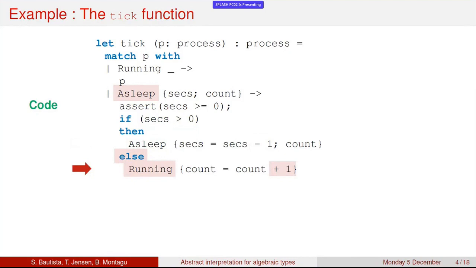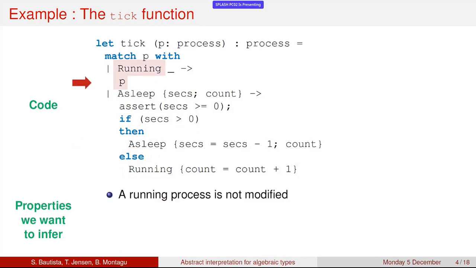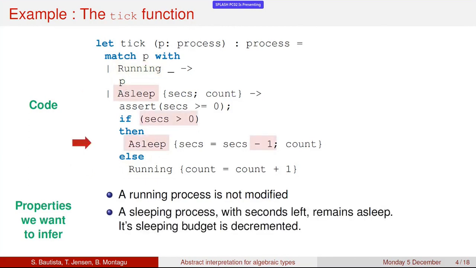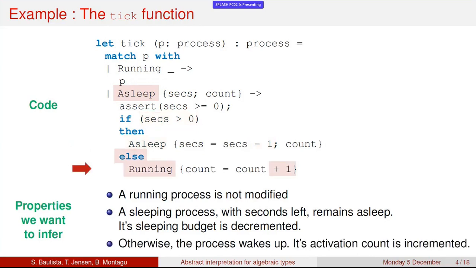And so for this kind of programs, we want our analyzer to infer the input-output behavior of the program. So here, the properties that we would like our analyzer to infer are basically the same ones that I already said aloud when explaining what the function does. So we want our analyzer to be able to tell us that a running process is not modified, that a sleeping process with some seconds left to sleep remains asleep, but the budget is decremented, and that otherwise the process wakes up and the activation count is incremented.